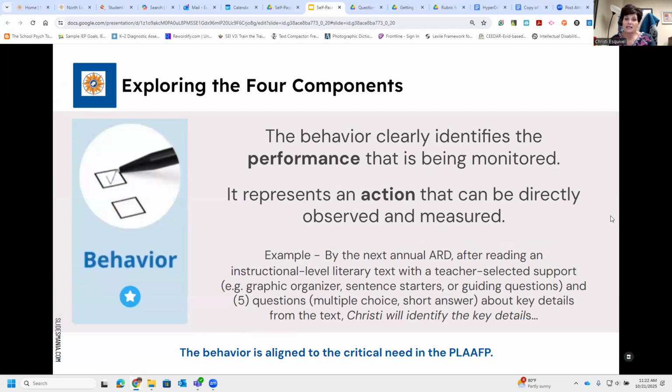The behavior component is the action that we expect the student to do. The behavior clearly identifies the performance as being monitored. It's aligned to the critical need and the baseline documented in the PLAF. The behavior must be observable and measurable. For example, by the next annual ARD, after reading an instructional level literary text with teacher-selected supports, graphic organizers, sentence starters, or guiding questions, and 5 questions, multiple choice or short answer, about the key details from the text, Christy will identify the key details.